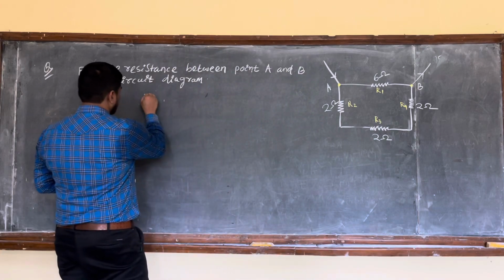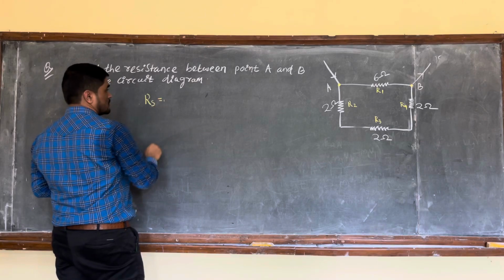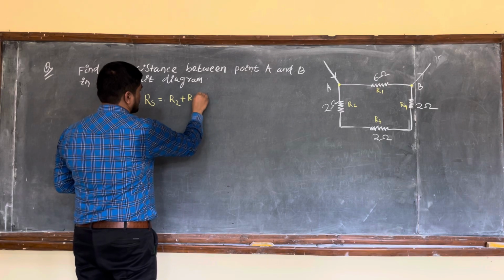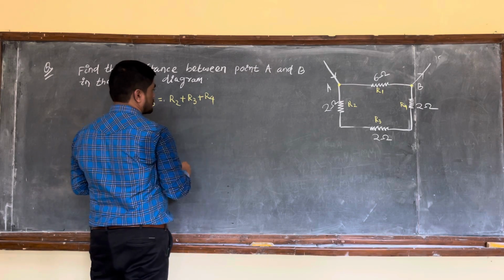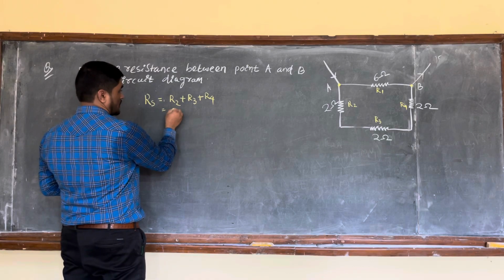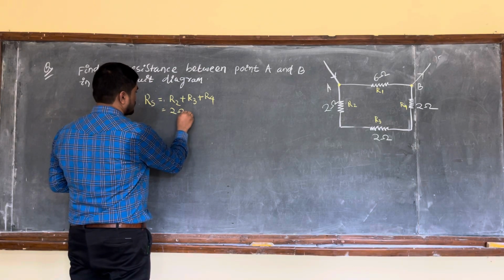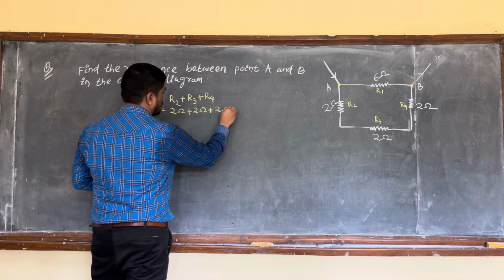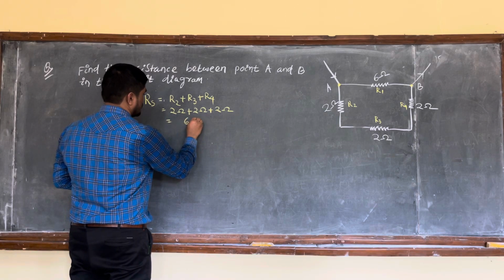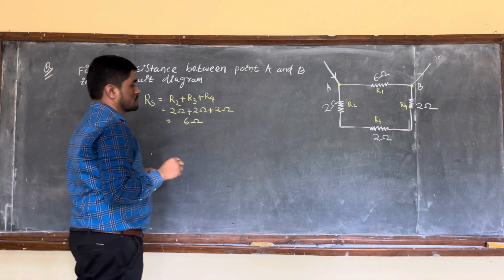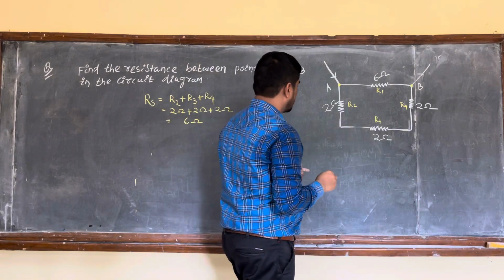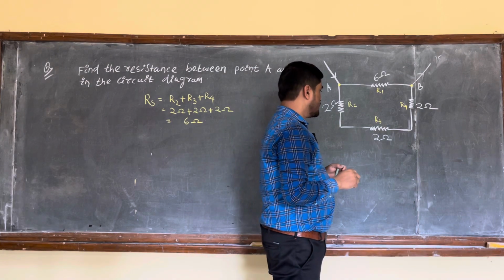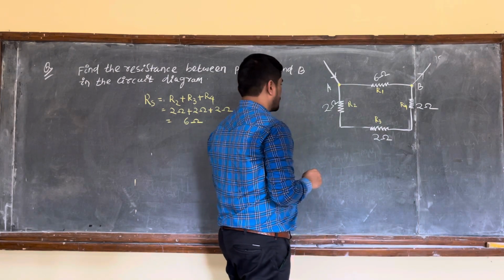That means Rs, that will be equals to R2 plus R3 plus R4. So R2 is given 2 ohm, R3 is given 2 ohm and R4 is given 2 ohm. So this will be 6 ohm. The net resistance of R2, R3 and R4, as they are connected in series, will be 6 ohm.